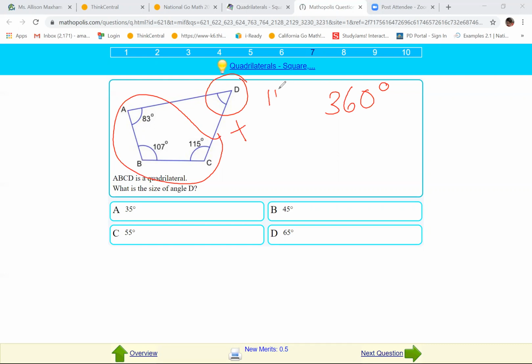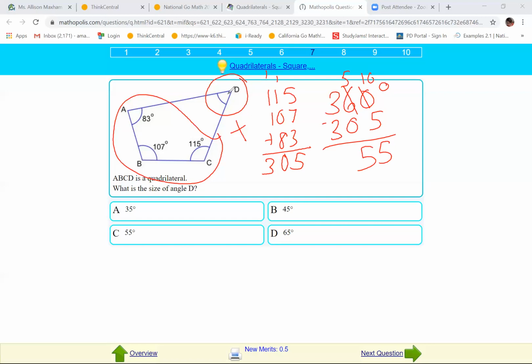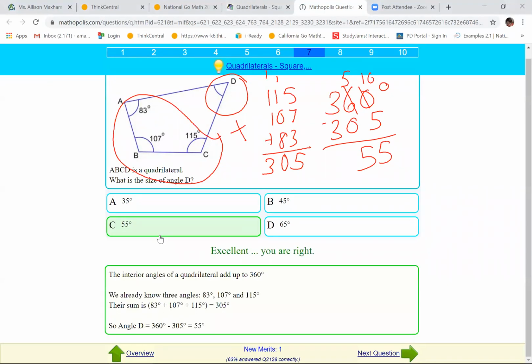I've got 115, 107, and 83. I have 7, 8, 9, 10, plus 5 is 15. 8, 9, 10. 1, 2, 3. I have 305. So when I subtract, I have 55 degrees. 55 degrees is what my answer is.